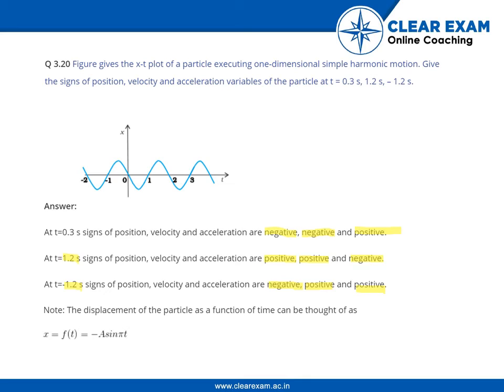So here one thing has been done. The displacement of the particle as a function of time can be thought of as minus a sine pi t, where a is some positive real number equal to the amplitude of oscillation.